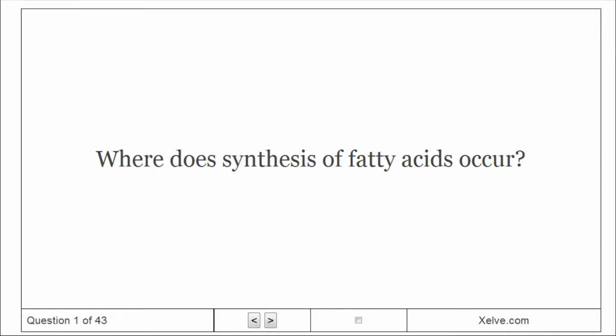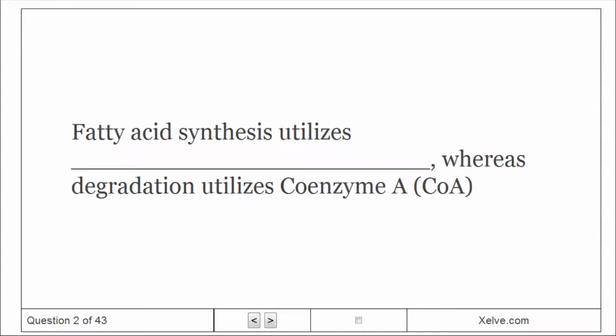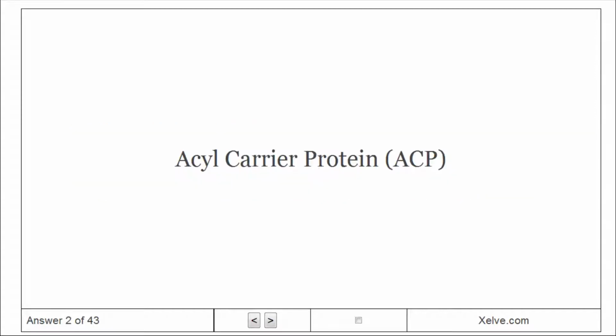Where does synthesis of fatty acids occur? In the cytosol. Fatty acid synthesis utilizes blank, whereas degradation utilizes coenzyme A. Acyl Carrier Protein.